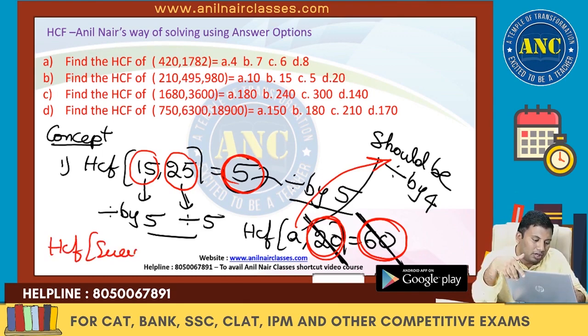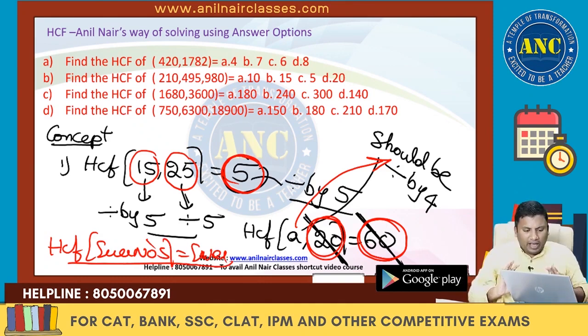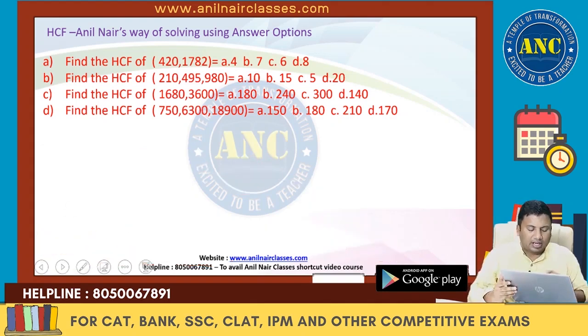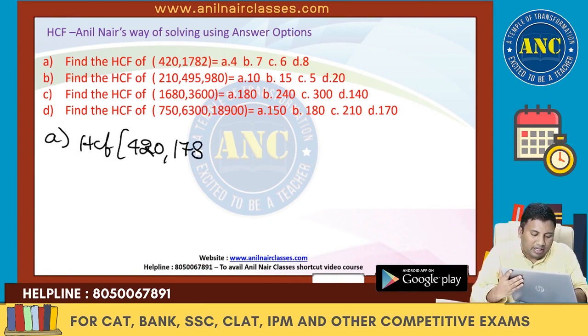HCF of even numbers is an even number. Why am I explaining this one? Let us solve this one with this concept. Listen carefully, sir. It is not about these problems; you should know how to use this logic. Find the HCF of 420, 1782. Listen carefully. 420 is an even number.